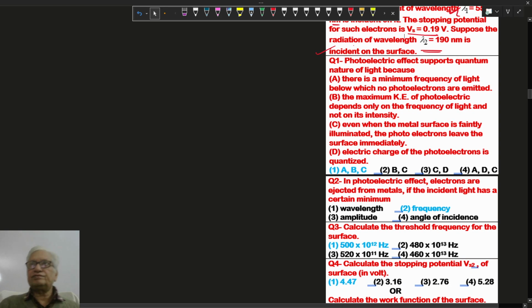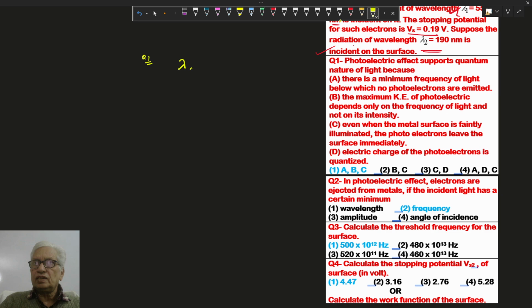So here, question 1. The photoelectric effect supports the quantum nature because there is a minimum frequency of light below which there is no photoelectric effect. This is called minimum frequency and maximum wavelength. If we go beyond the maximum wavelength, there will be no emission. So minimum frequency is called threshold frequency, and this is the threshold wavelength. If the frequency is lower, there will be no emission, and if the wavelength is greater, there will be no photoelectron emission, no photoelectric effect.